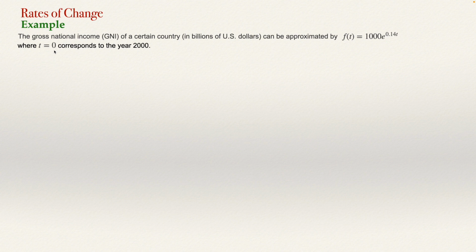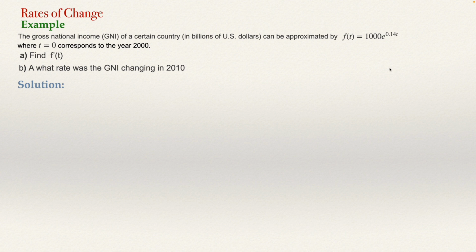So it means that t equal 1 corresponds to the year 2001. Find the derivative of f with respect to t. That's the first question. And second, at what rate was the GNI changing in 2010? So it means that the rate of change also depends on the time. And they are asking me to compute that in 2010. What value will this have in 2010?